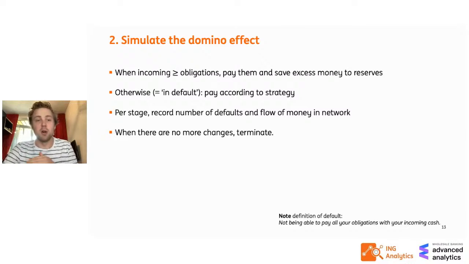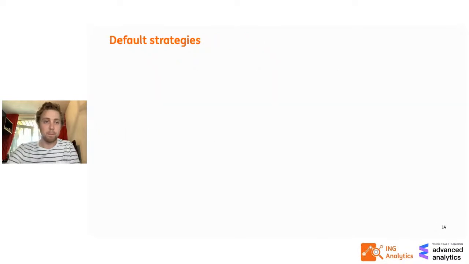In reality, this can go on for more than 10,000 iterations. And remember, one iteration for us was 1 year, 2019. So that would mean we would look 10,000 years into the future. So to keep it a bit real, we stopped the simulation at 1,000 iterations. So these strategies, what are they? How can you still pay money if you are in default? There are 3 strategies that we implemented.